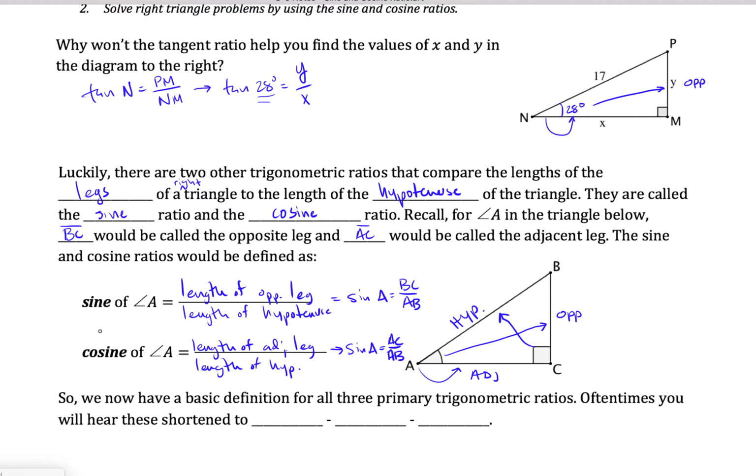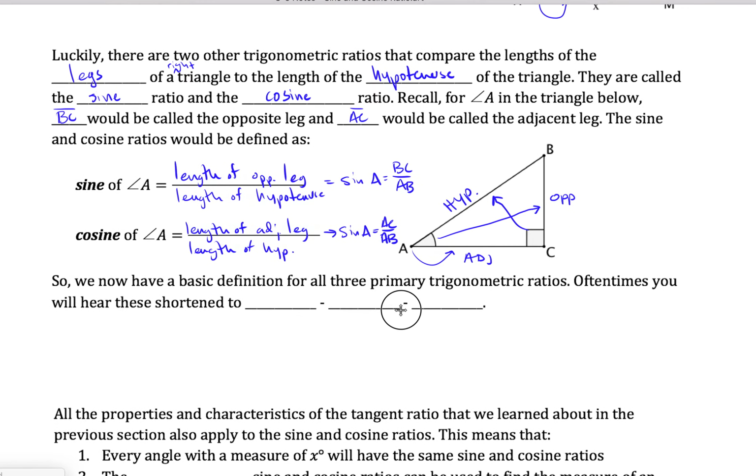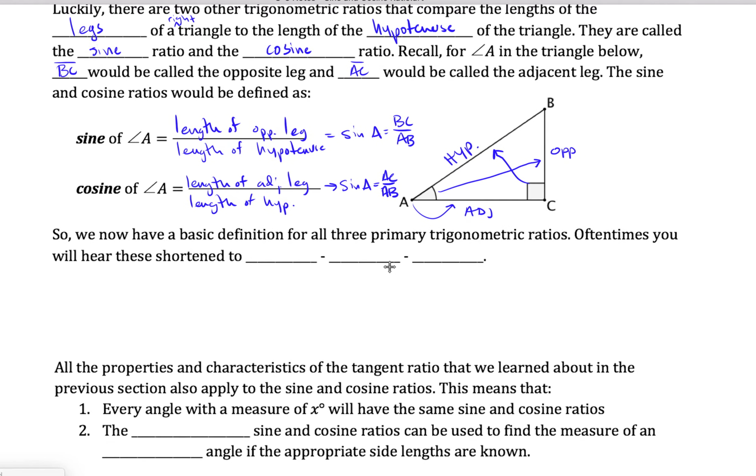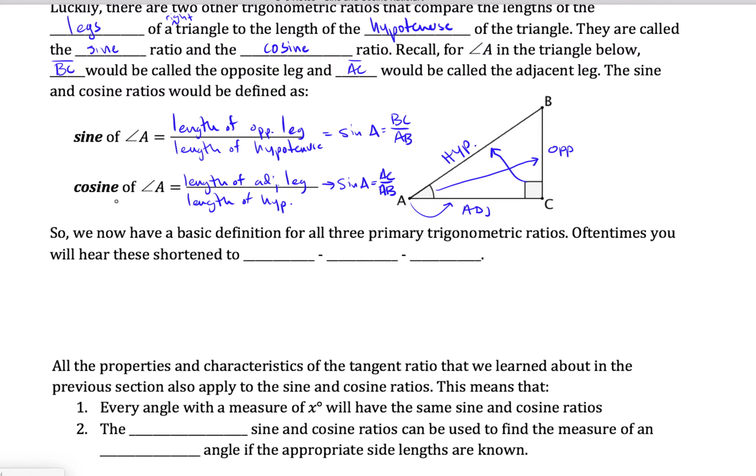So now if we combine that with what we learned in a previous video about the tangent ratio, we now have the basic definition for all three primary trigonometric ratios. As you go on in your math classes, you'll learn that there are more than three trigonometric ratios, but the three that we just learned about, sine, cosine, and then tangent, are usually considered the primary trigonometric ratios.